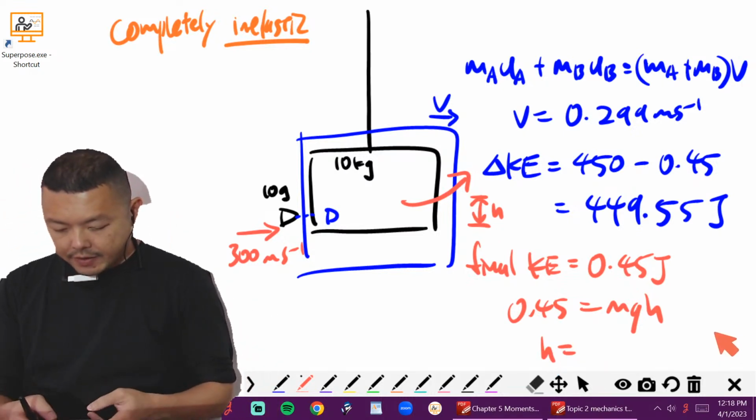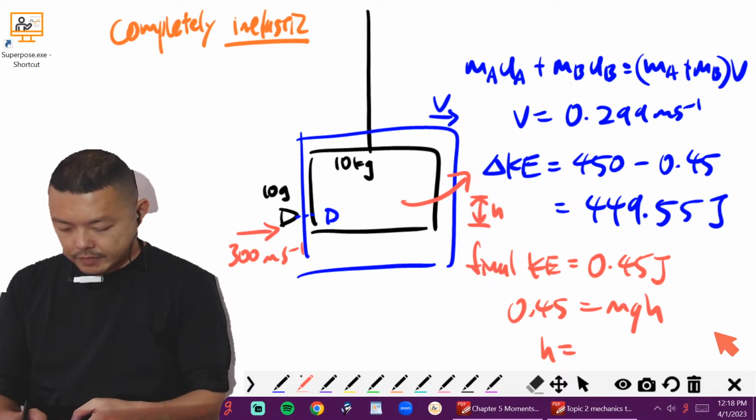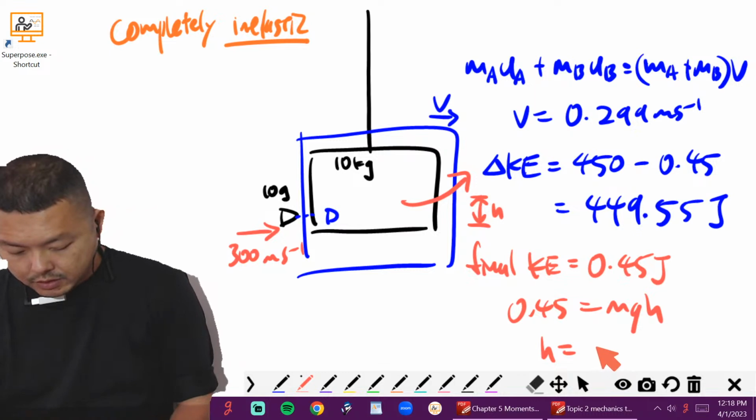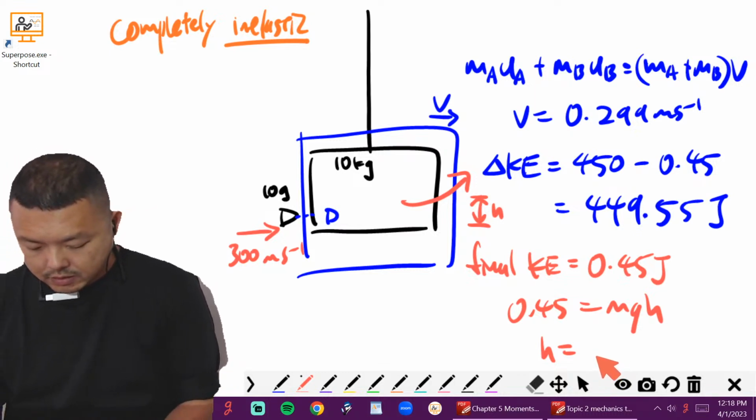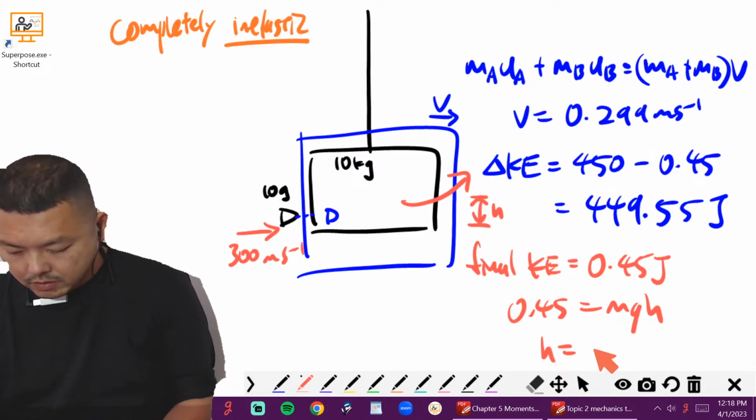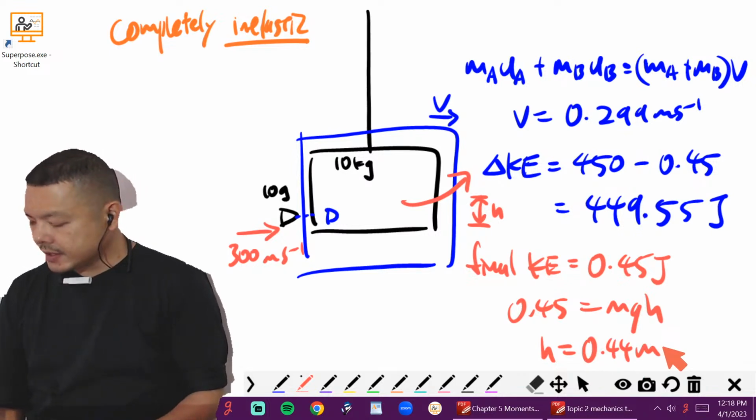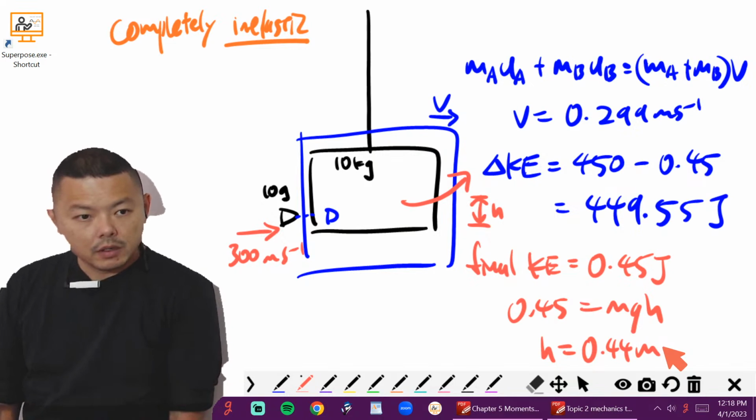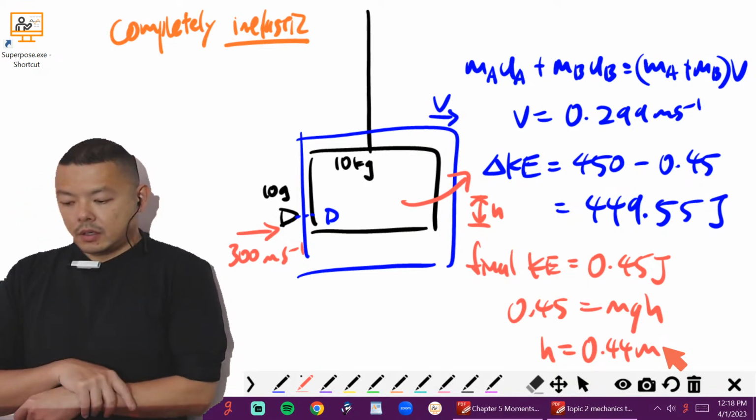So 0.45 divided by the mass of 10.01, divided by 9.1. So the height is just going to be, well, even though I say it's not a lot, it's 0.44 meters. All physics equations use SI, right? So it still goes up to about 40 cm. So it still swings upwards about 40 cm. Okay?